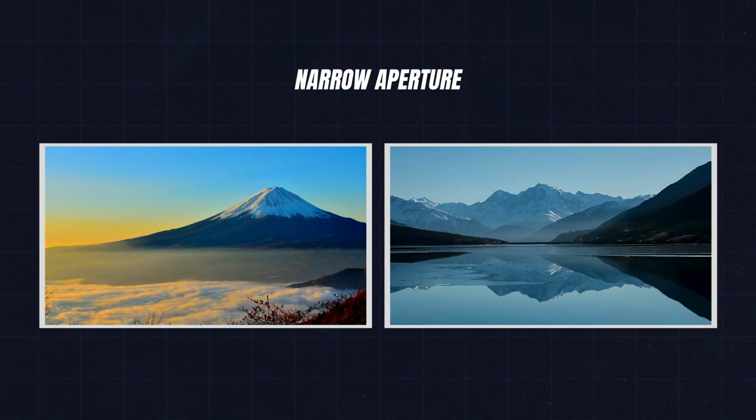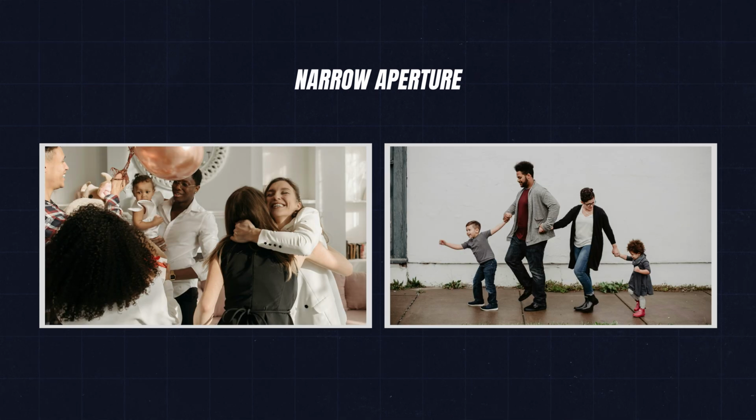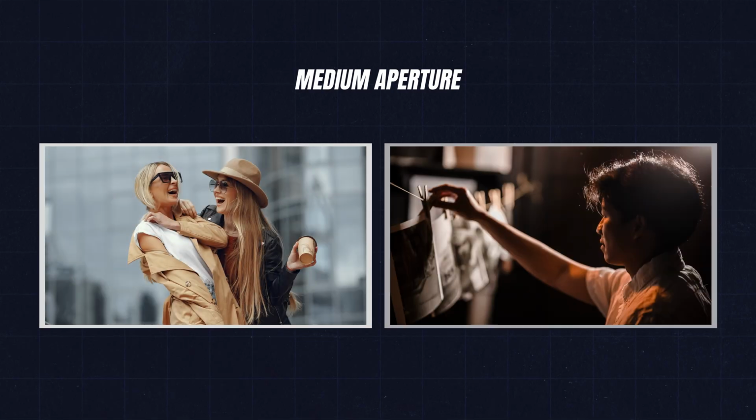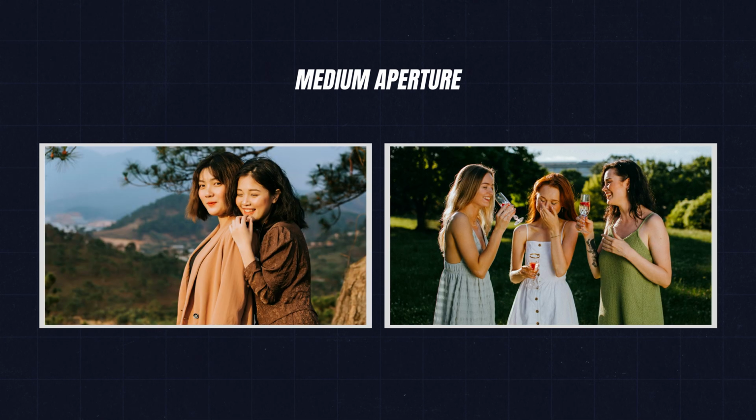Narrow apertures are commonly used in landscapes or group shots where there is a lot of subject that you need to keep in focus. Mid-range apertures are perfect for everyday shots. It's generally a good balance between keeping your subject in focus and blurring out your background.